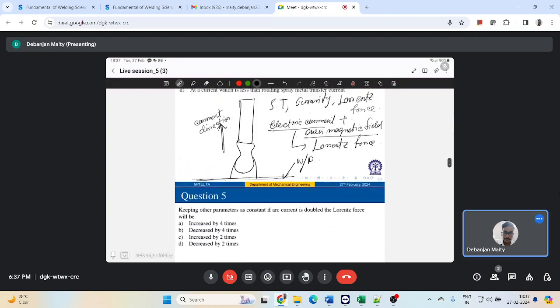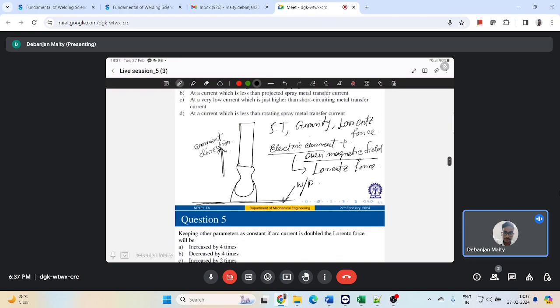So we are at that classification of metal transfer. Now, when we will call it a globular metal transfer, when we will call it a spray metal transfer, when we will call it a jet metal transfer, everything here is free flight transfer, right? So those are the classifications of free flight transfer, where metal drops get detached from the electrode, pass through the arc, and deposit on the workpiece, right?